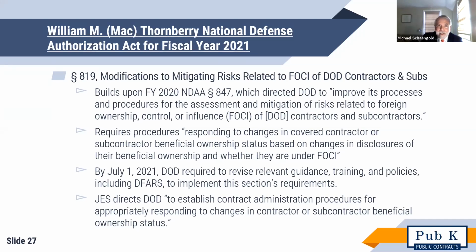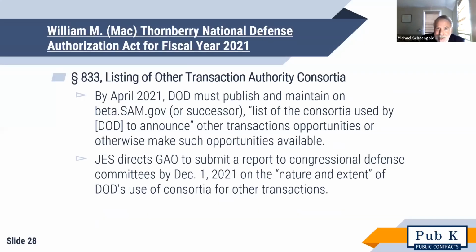Slide 28. Within 90 days of the passage of this act, Section 833 requires the Secretary of Defense to publish and maintain on beta.sam.gov a list of consortia used by DoD to announce other transaction opportunities or otherwise make such opportunities available. Apparently, it has not been easy to locate these opportunities on your own. GAO is also required to conduct a study on this.